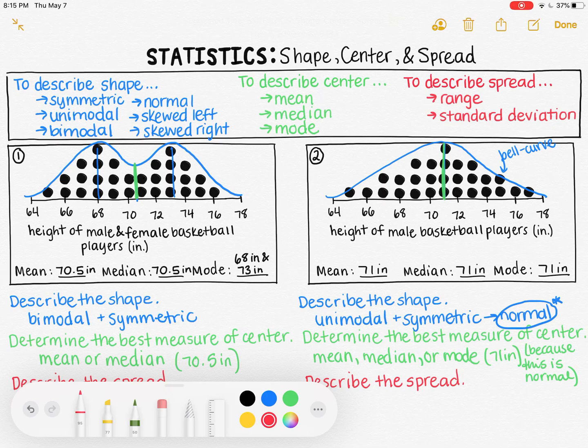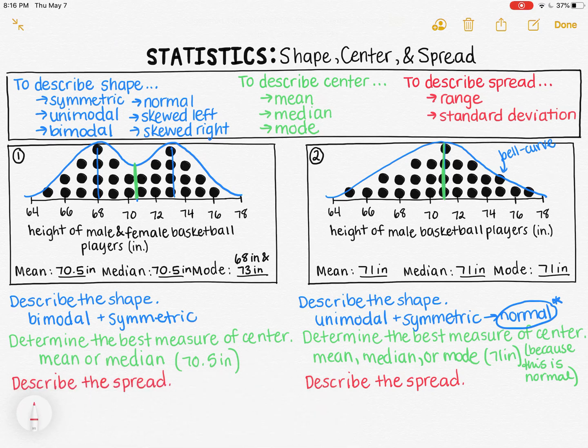Now let's go ahead and talk about the spread. And the two things we're going to talk about for spread are range and standard deviation. Let's start just with range because we know more about what range means. Range means how far the minimum and the maximum are from each other. So for the first dot plot, I'm going to take my maximum and subtract the minimum, and that will tell me how many inches are in the range. So my maximum, my biggest dot, is at 76 inches, minus my dot all the way on the left at 65 inches, so my range is 11 inches.